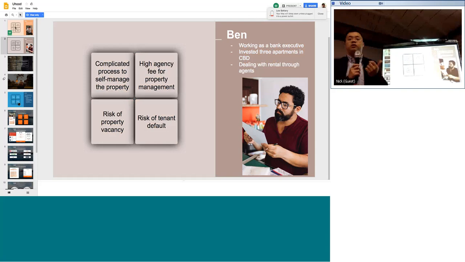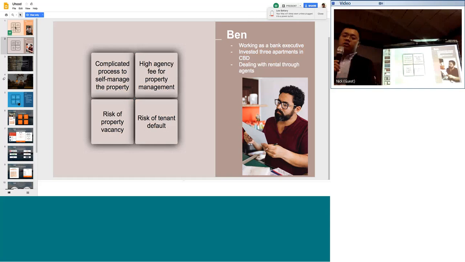The question is, why does he need agents? Because it's a complicated process to self-manage the property. They have to deal with agents and pay the high agency fee. And the reason to use agents is to reduce the risk of property vacancies and also the risk of tenant default.